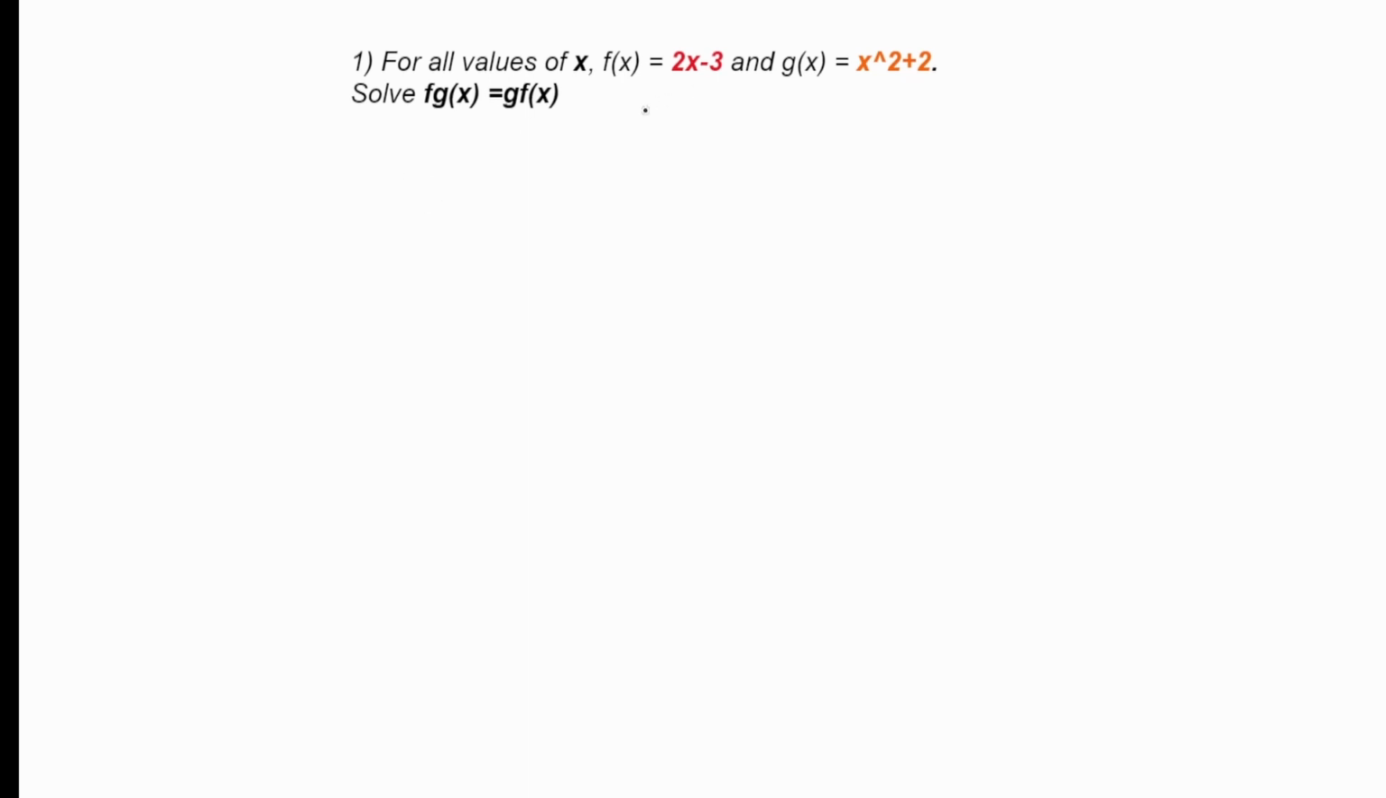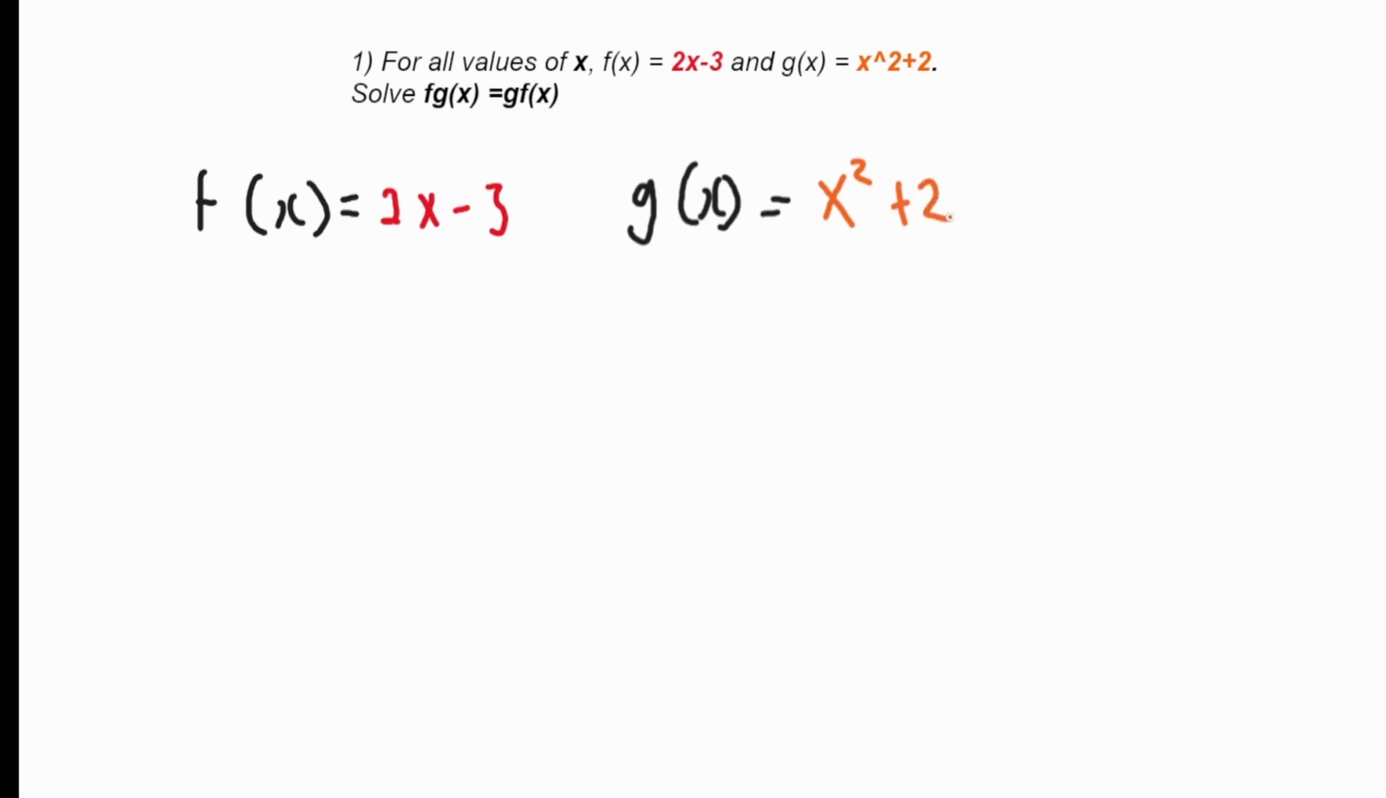So we're given this question: for all values of x, f of x equals 2x minus 3 and g of x equals x squared plus 2. Solve fg of x equals gf of x. Let's write this out. We've got f of x equals 2x minus 3, and g of x equals x squared plus 2. The first thing we're going to have to do is put them in these composite functions.